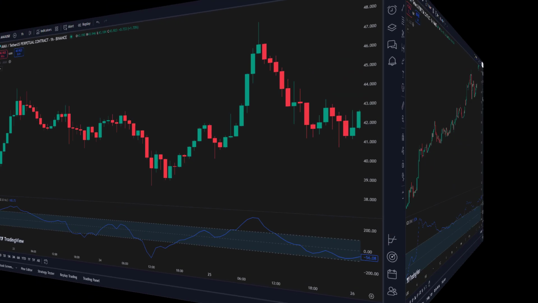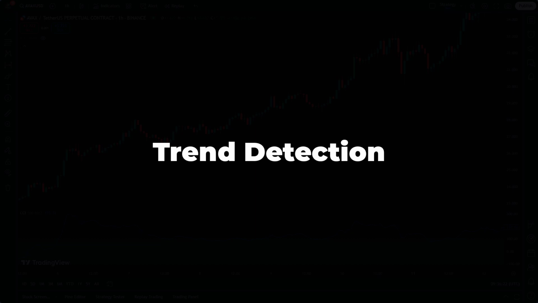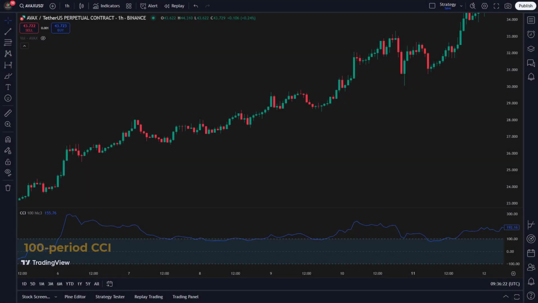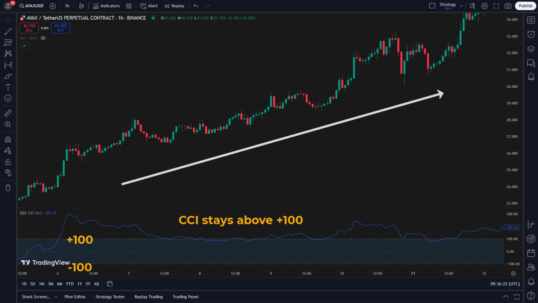Trend detection. When you use a longer look-back period, like 100 periods, the CCI becomes a powerful tool for detecting trends. When the CCI stays above plus 100, it indicates that the market is trending upward. This sustained movement above plus 100 suggests strong bullish momentum, and traders often interpret this as a sign to consider long positions or continue holding their current positions.